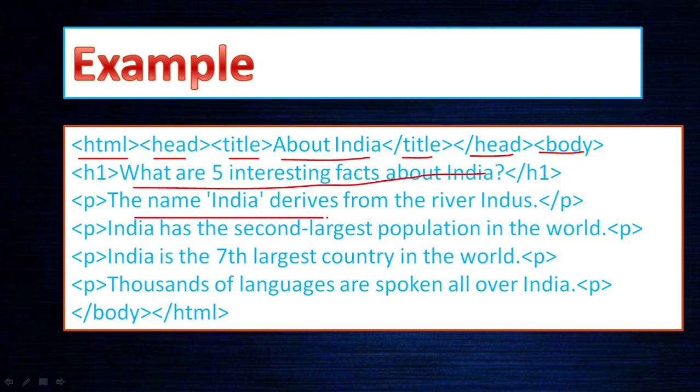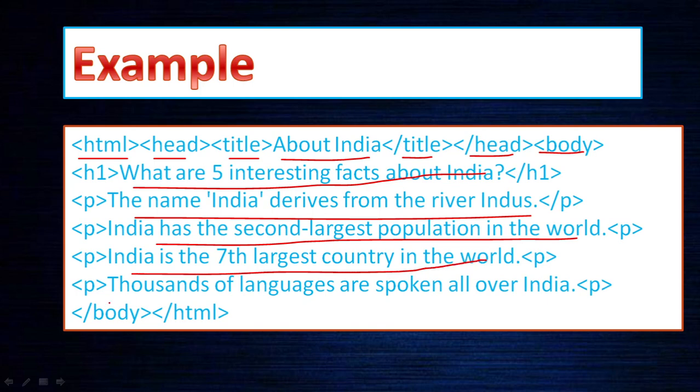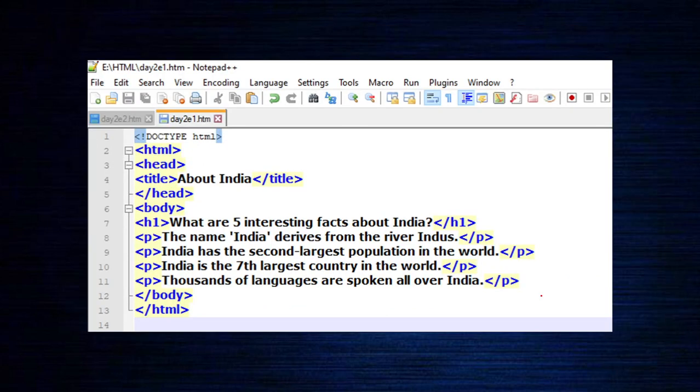The name India derives from river Indus. India has the second largest population in the world. India is the 7th largest country in the world. Thousands of languages are spoken all over India. So these are the fact points. So this you need to type it in a notepad.